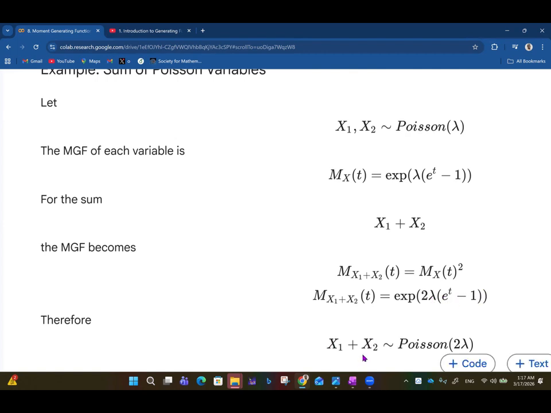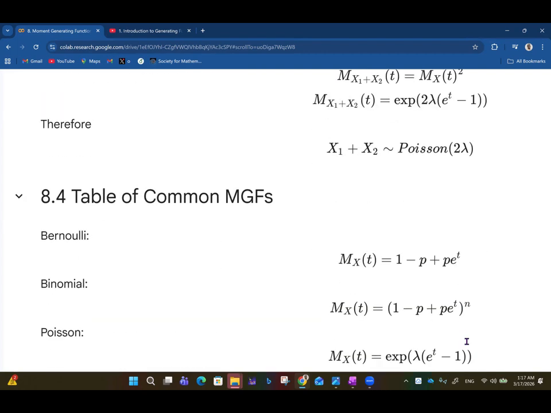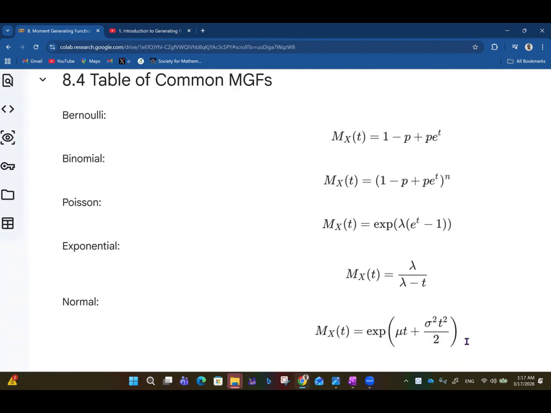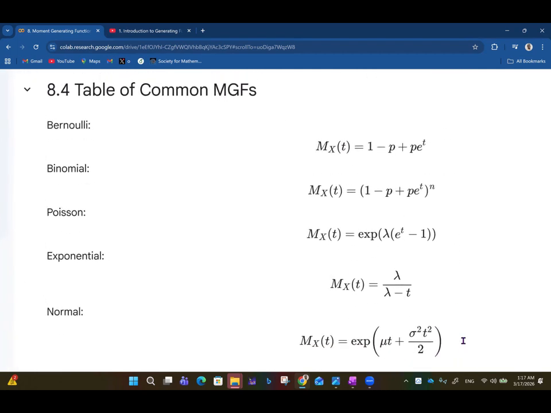And then therefore X1 plus X2 follows a Poisson process with parameter 2 lambda. So, a table of common MGFs now. Some common MGFs we need to be familiar with. For Bernoulli, which we found already, the moment generating function is M_X(t) equals 1 minus p plus p e raised to t.